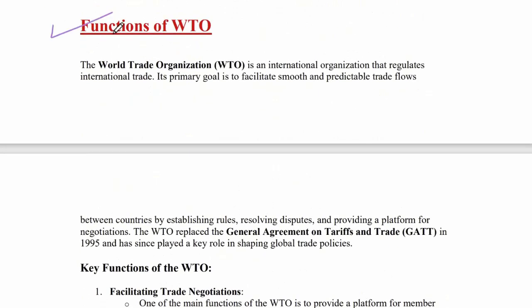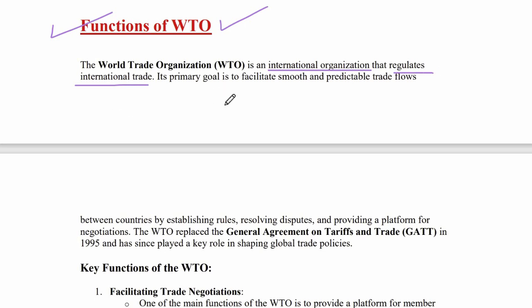Next, let's check the functions of WTO. This is also very likely to come in the exam paper. The World Trade Organization is an international organization that regulates international trade.